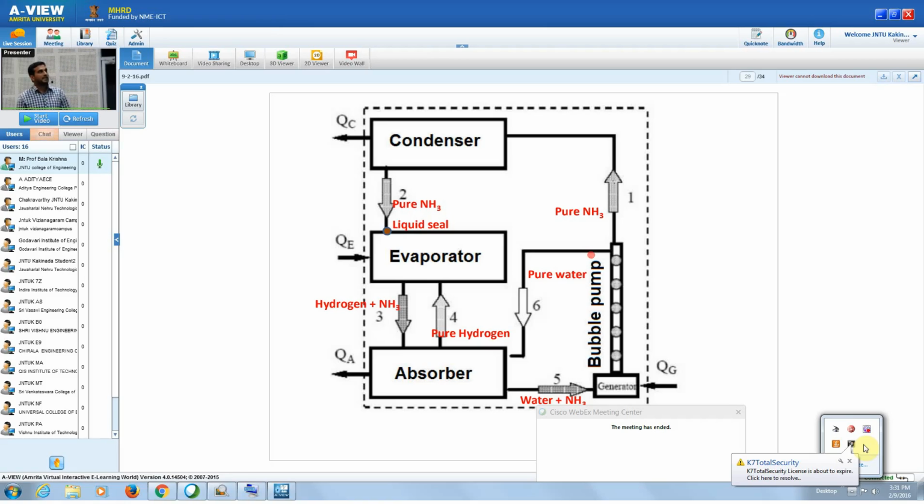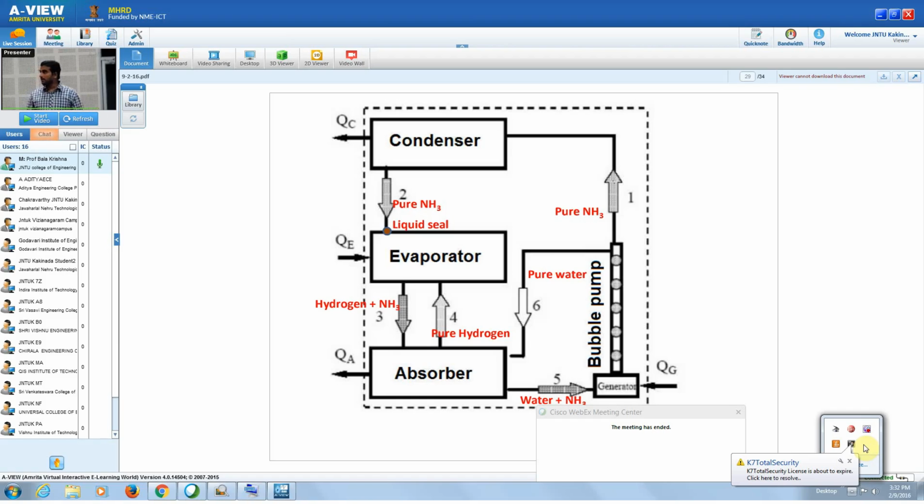And see here, for the heat transfers that are taking place, there won't be any mechanical work transfer. In the condenser, heat is ejected out into the atmosphere. In the evaporator, heat is added, and in the absorber, heat is rejected out into the atmosphere. QA and QC are going out, and QE and QG are coming in. QG is the heat given as input in the generator to produce vapor. There are two heat inputs and two heats that are rejected out into the atmosphere. So this is the complete working of a 3 fluid vapor absorption system.